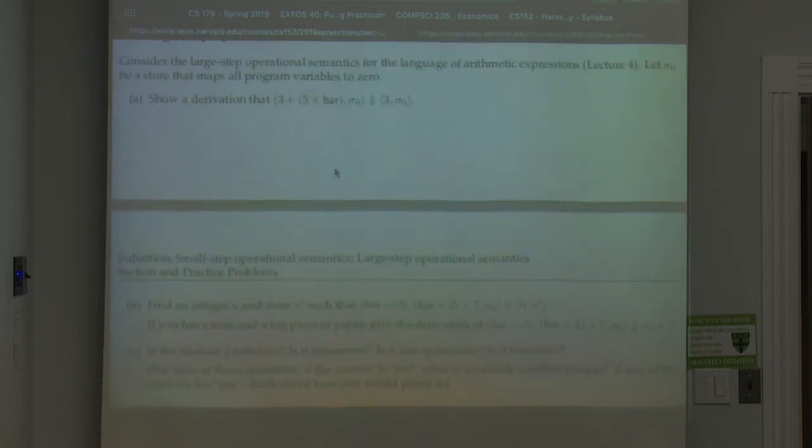So now we look at B. Find an integer n and store sigma prime such that this expression, foo is equal to 5, semicolon, foo plus 2 times 7 goes to n sigma prime.